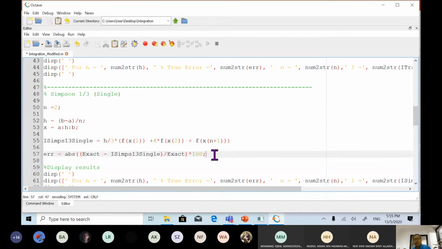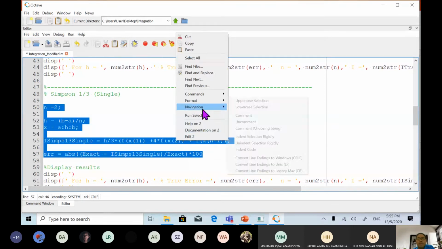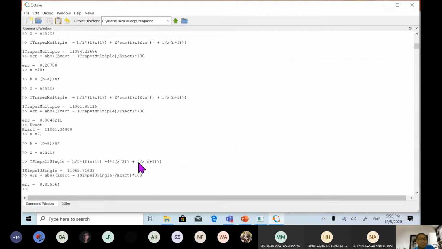So I will run this based on 2 divisions and check what the answer is. You may see that by using just 2 equal divisions and a single 1/3 rule, you can get a very small error. But if you compare with the multiple trapezoidal rule, you need to use a very large n value to get a very small error. So by using 2 only, you get a very small error. So it's very good to use the Simpson 1/3 method.